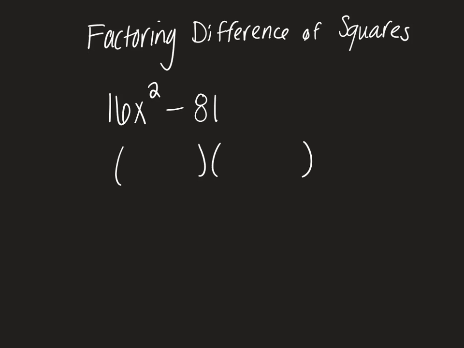essentially. So you have to take the square root kind of both pieces. So the square root of 16x squared is going to be 4x. So that goes there in both parentheses. And then the square root of 81 is 9. You have a 9 there, a 9 there. And then you've got 1 plus sign, 1 minus sign. Every time. Every time for these type of problems.